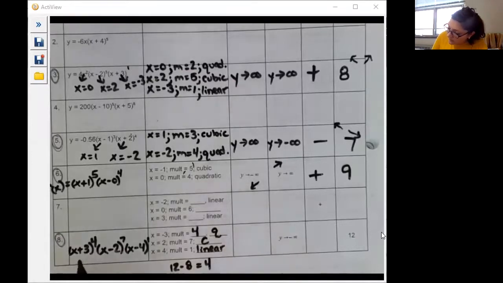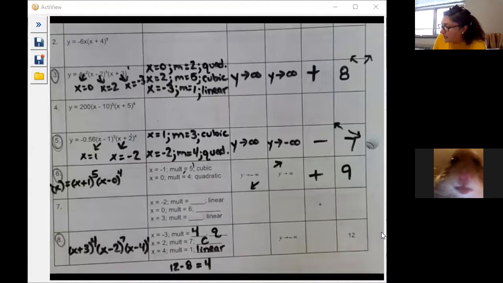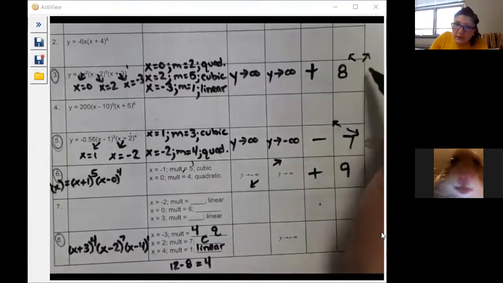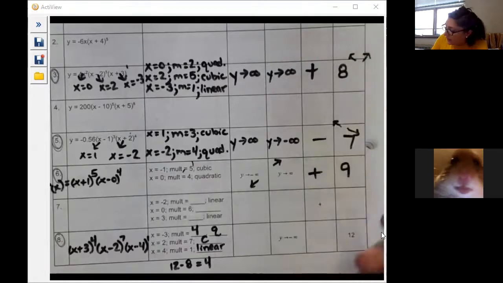So I'm almost done with my function. I just need to know if I need a positive or a negative lead coefficient. So let's take a look at our degree and our end behavior. Our degree is even. Odds go opposite, so evens have to go the same direction. And we talked about that up here with number 3. Evens have to go the same direction.